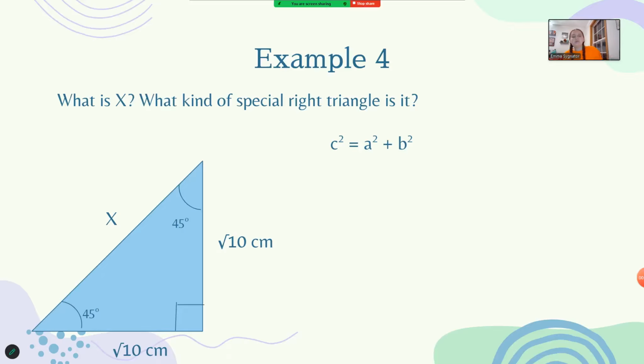So, again, we want to substitute each portion of the diagram into the equation. X is in the spot of C. So we first have x squared equals, and the square root of 10 is for both of the legs. So both A and B will be the square root of 10 to the power of 2. So your equation will look like this. And you may think, well, how do you bring that to the power of 2?